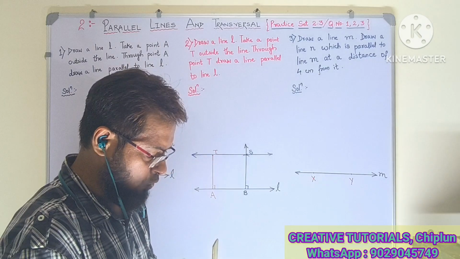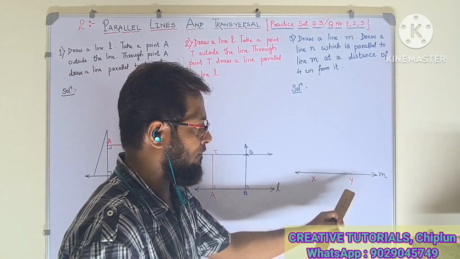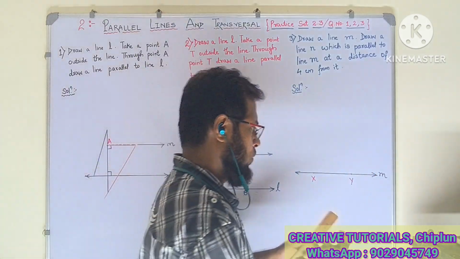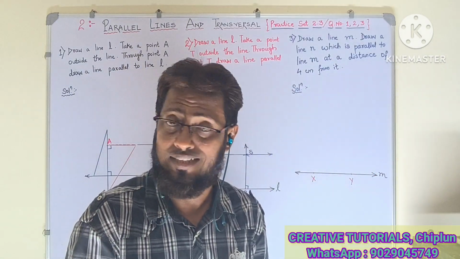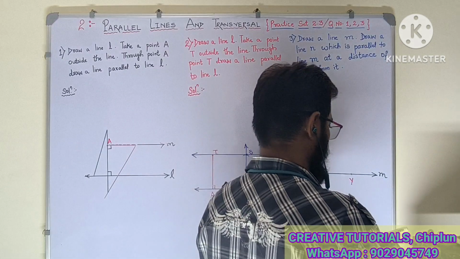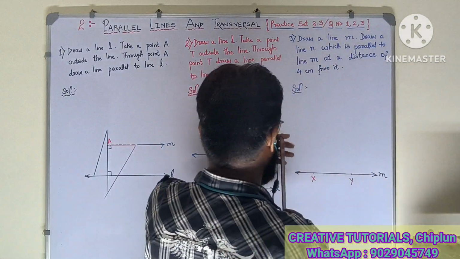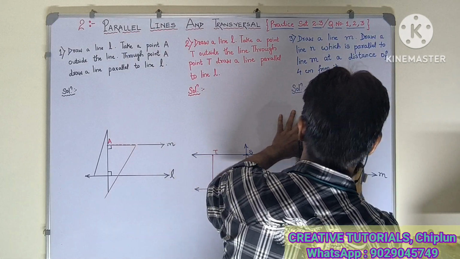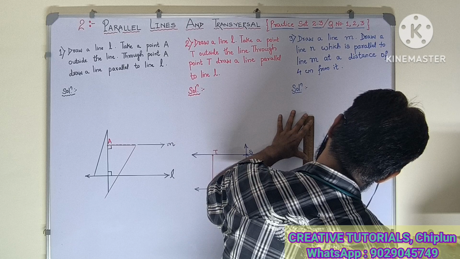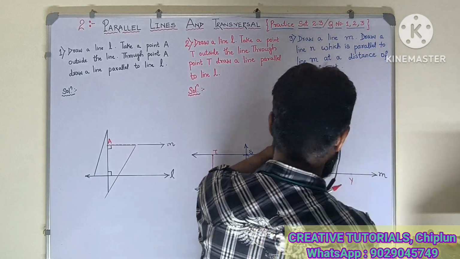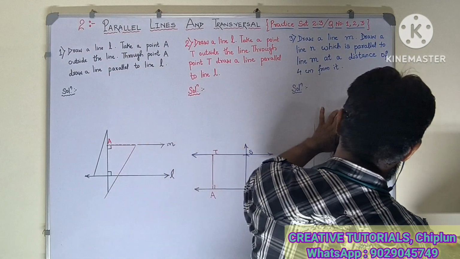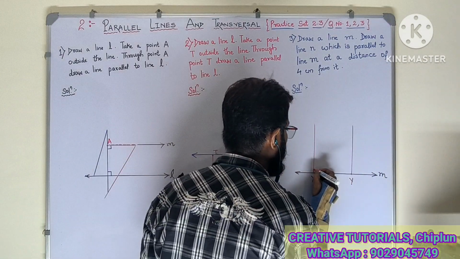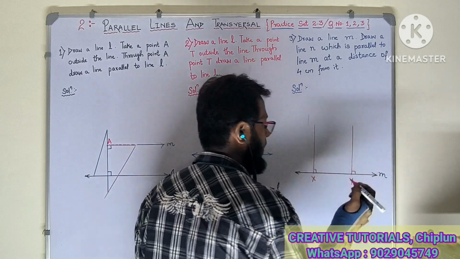Now what you will do, at these 2 points I will draw perpendiculars to line M. Again you will make use of your set squares and you will draw perpendiculars. So for example, if I draw a perpendicular at this point, suppose this is my perpendicular. The other perpendicular again I am drawing here. Now even this is perpendicular and even this is perpendicular.